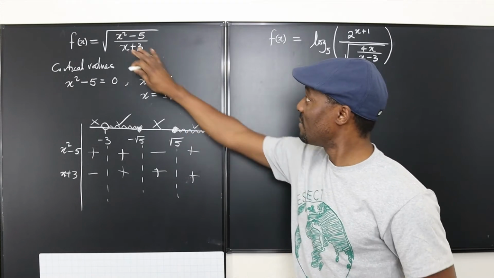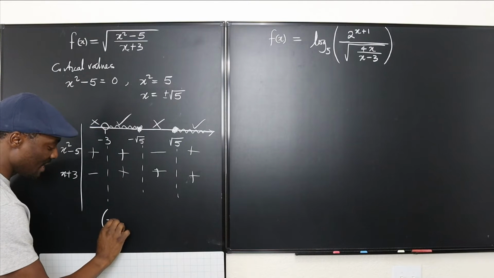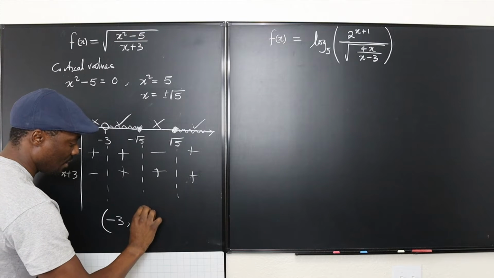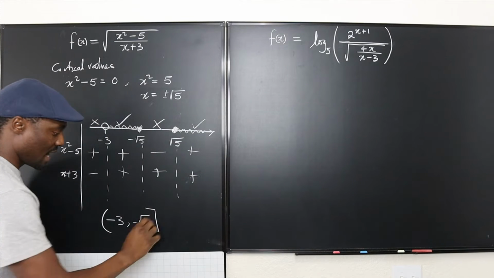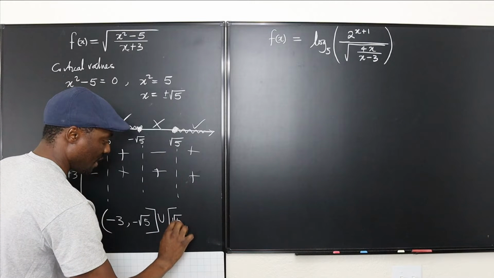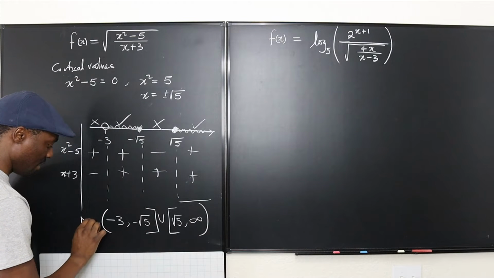So the domain of this function you're looking at is, starting from this point, negative 3, goes all the way to negative square root of 5, and then union, it starts again from square root of 5 and goes all the way to infinity. And this is the domain of this function.